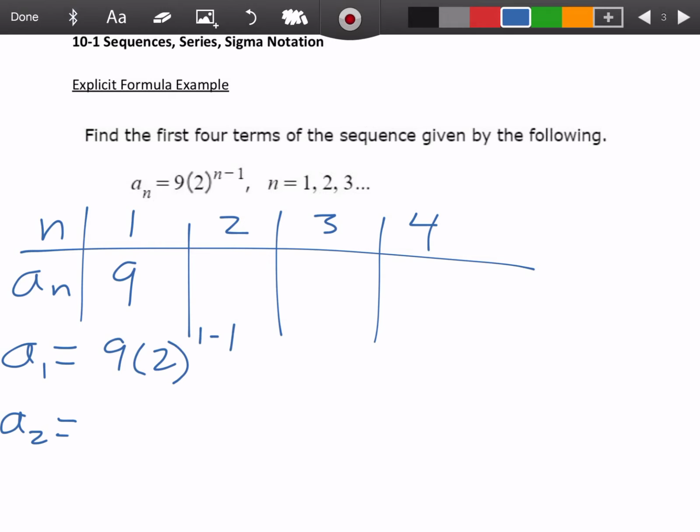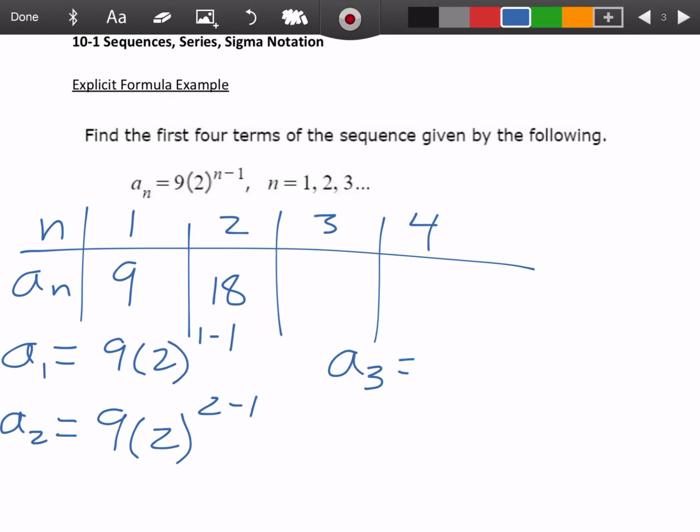And you can feel free to use a calculator there if you need to. A sub 2, you have 9 times 2 to the 2 minus 1. Well, 2 minus 1, that's just 1. 2 to the first power is 2. 2 times 9 is 18.